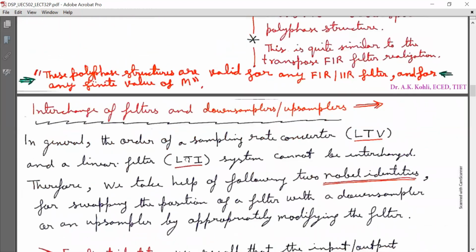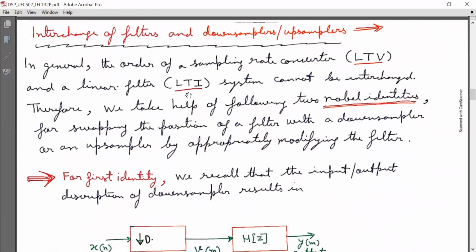Now, next is interchange of filters and downsamplers or upsamplers. In general, the order of a sampling rate converter, which is a linear time variant system, and a linear filter, which is an LTI system, cannot be interchanged. Now, it is clear that a sampling rate converter is a linear time variant system.